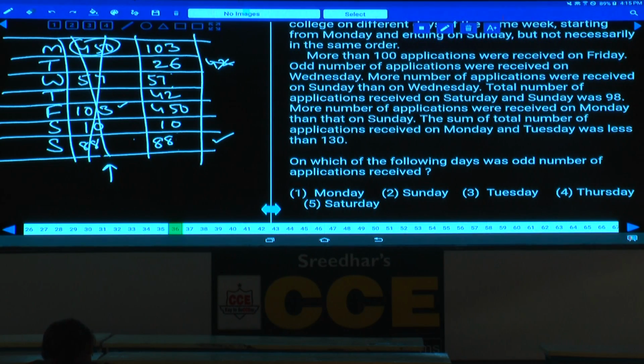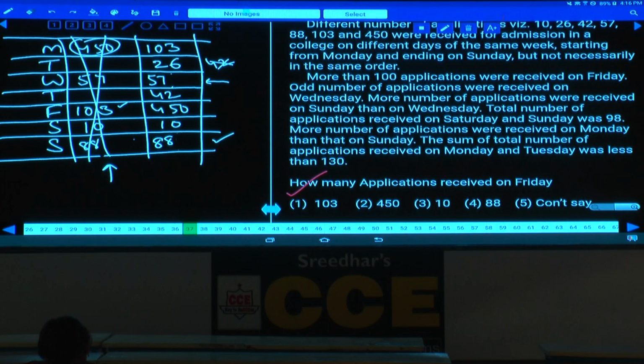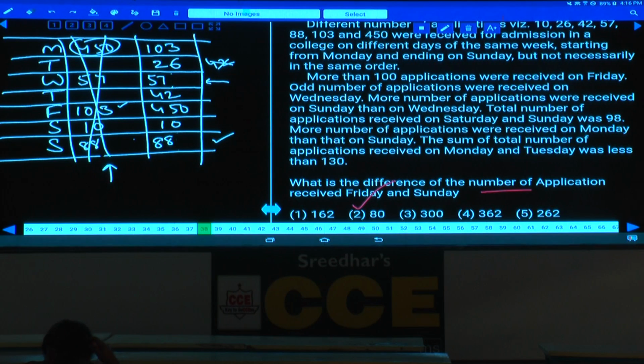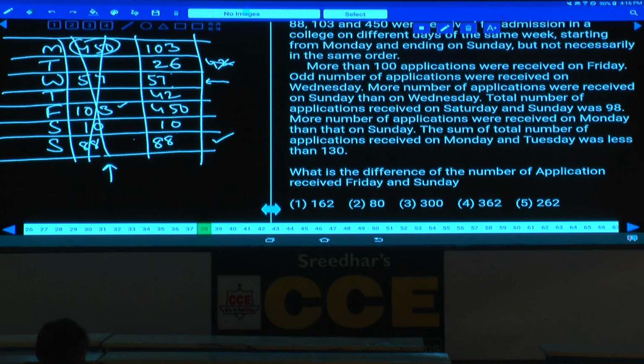Then question number 36, on which of the following days were odd number of applications received? Odd number of applications were received on which days? Monday and Wednesday. Now, here what is given here? Only Monday is given, that is choice 1. Then question number 37, how many applications were received on Friday? Tell me the number of applications issued on Friday. 450, choice 2.